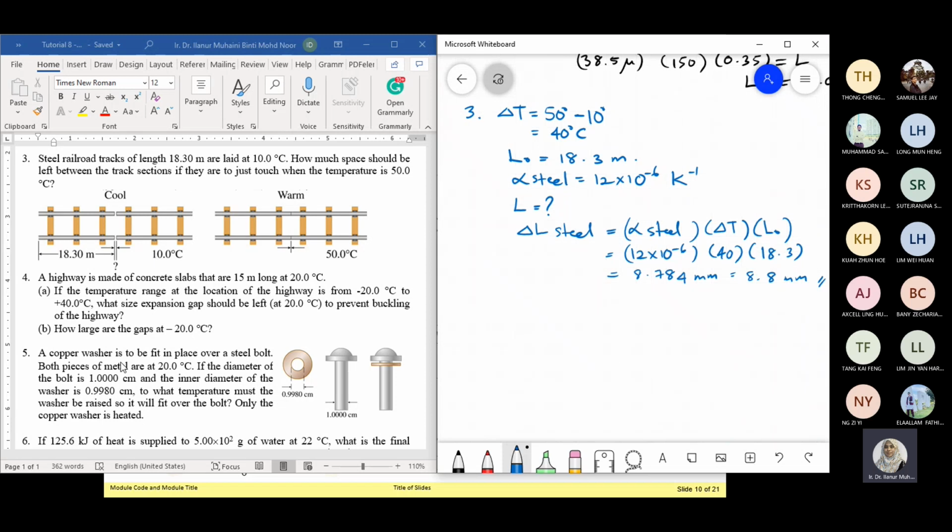Okay, now we move to question 4. A highway is made of concrete slabs that are 15 meter long at 20 degrees Celsius. If the temperature range at the location of the highway is negative 20 degrees Celsius to 40 degrees Celsius, what size expansion gap should be left to prevent buckling on the highway? What is buckling?